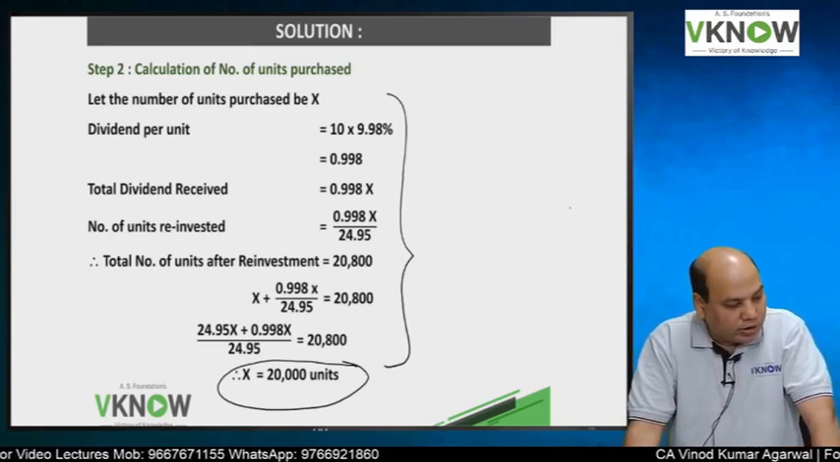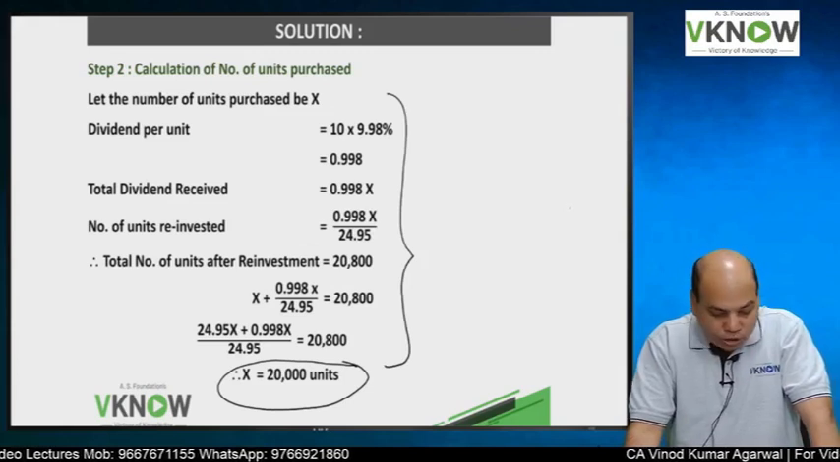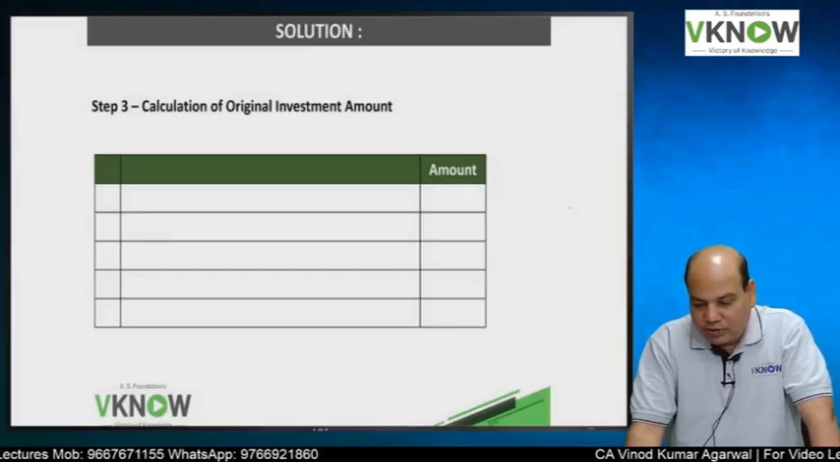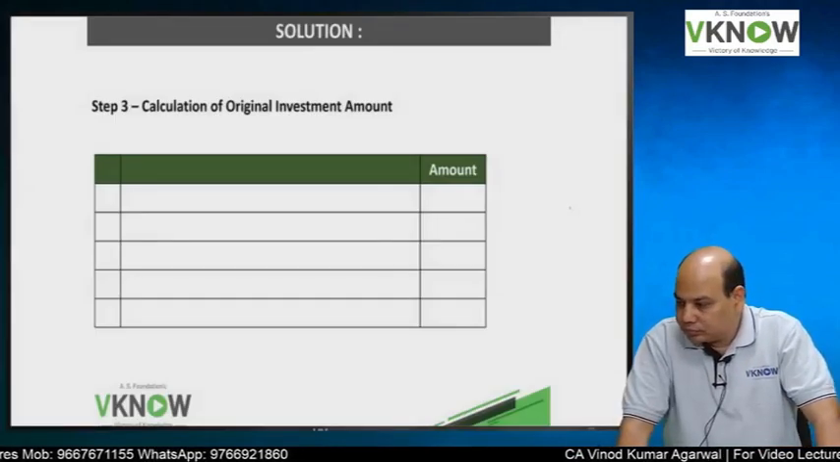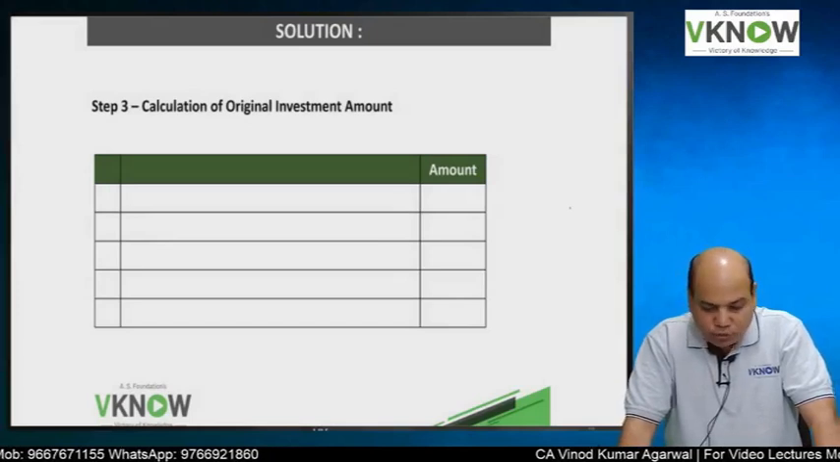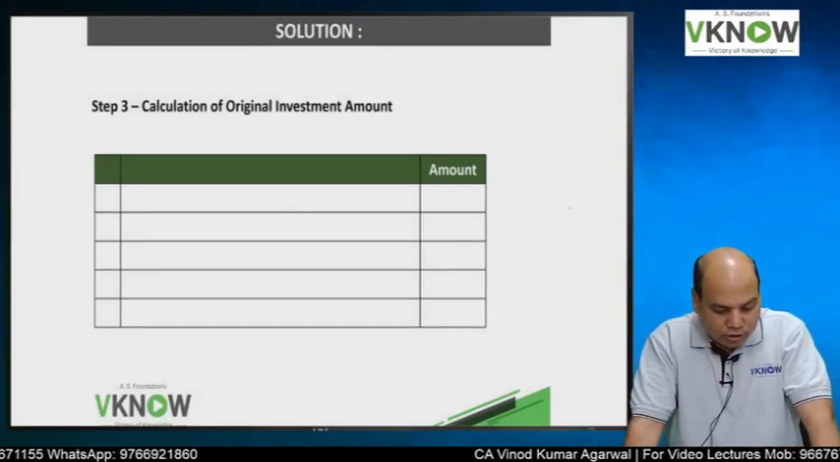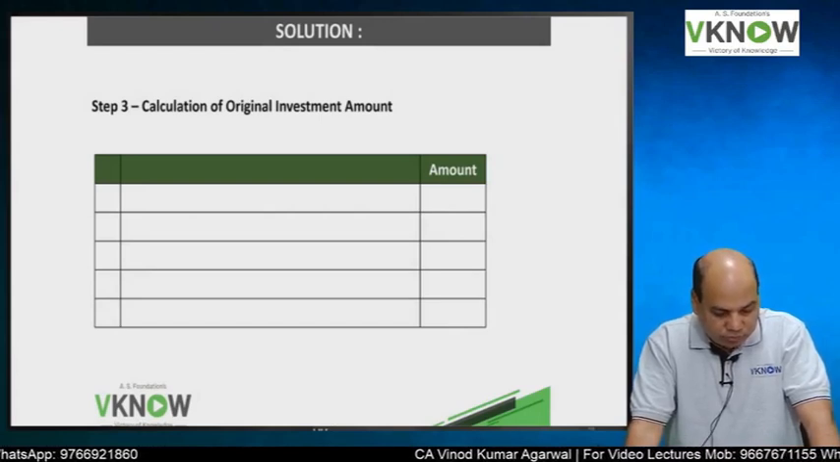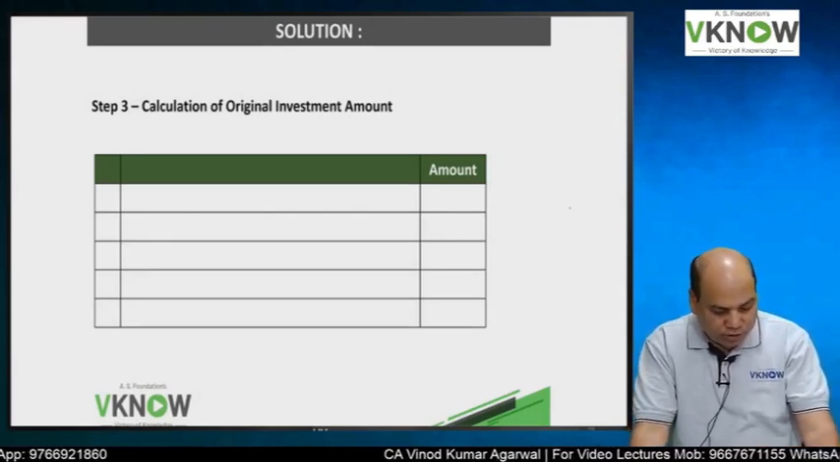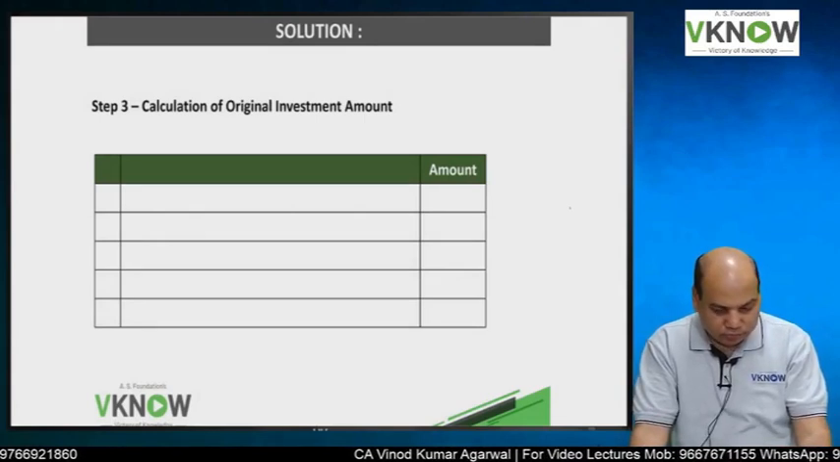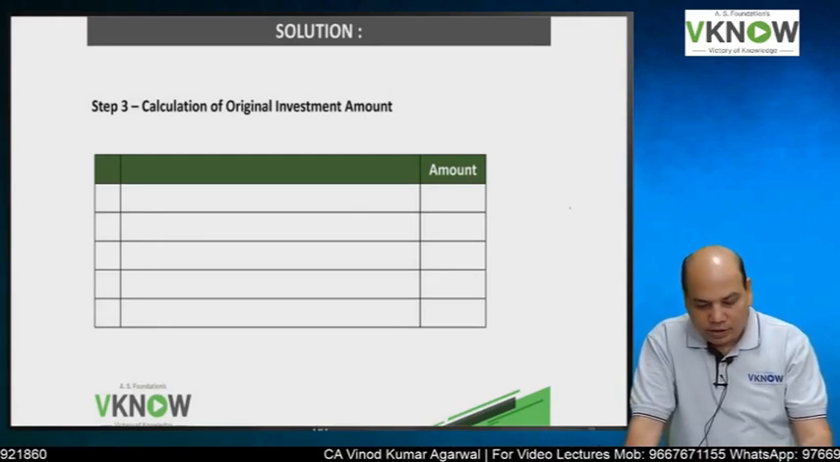What is my third question? What was the original amount invested? Write down. Calculation of original investment amount. Right hand side amount.